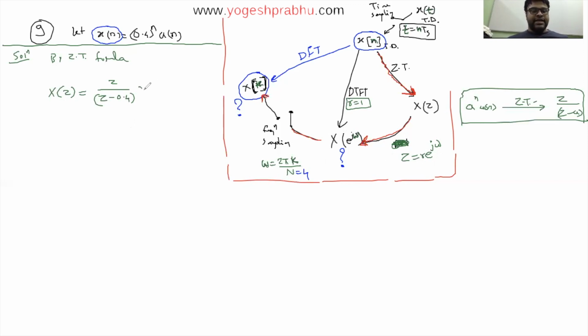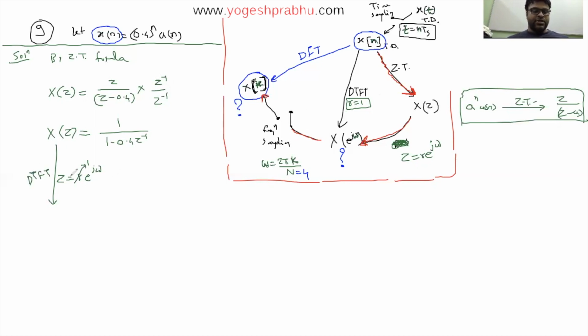Let us get this in a negative power. Let us multiply and divide by Z inverse for x of Z. It just makes our life easier. Now you have x of Z equals 1 over 1 minus 0.4 Z inverse. Now here, let's put Z equals R e to the j omega, and let's make R equal to 1, because R equal to 1 amounts to DTFT.